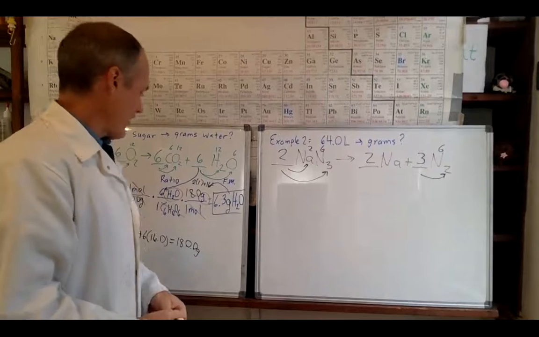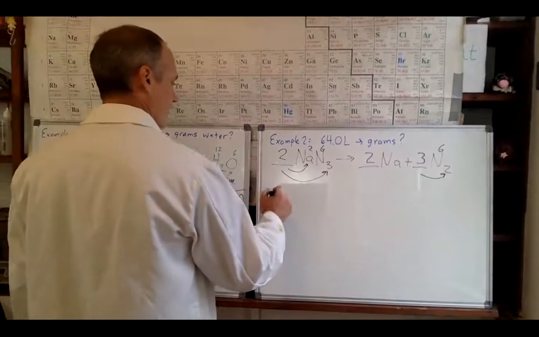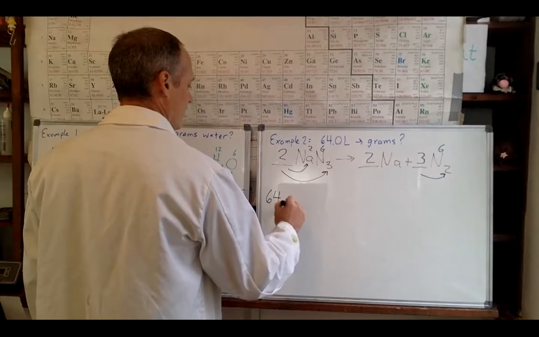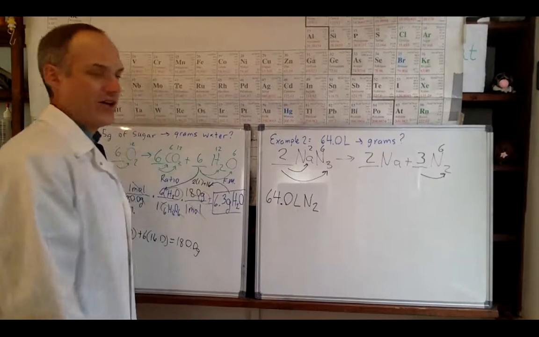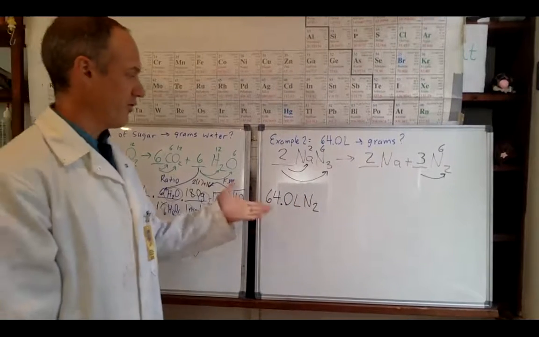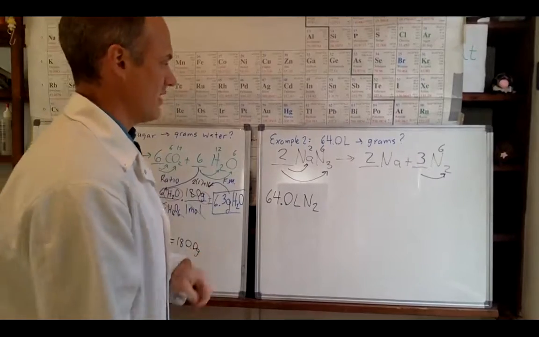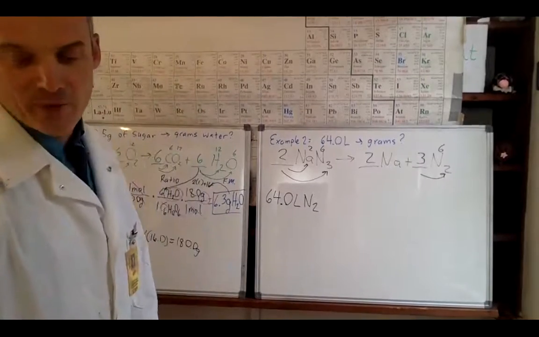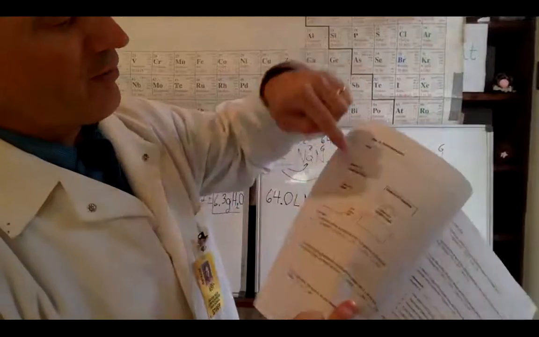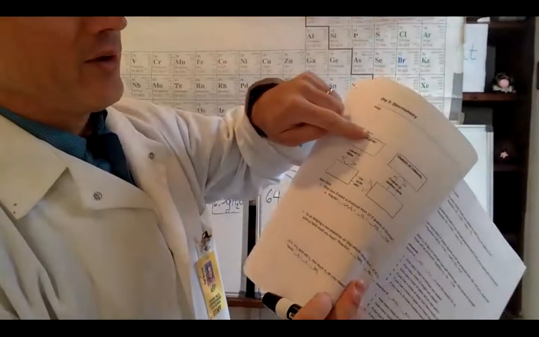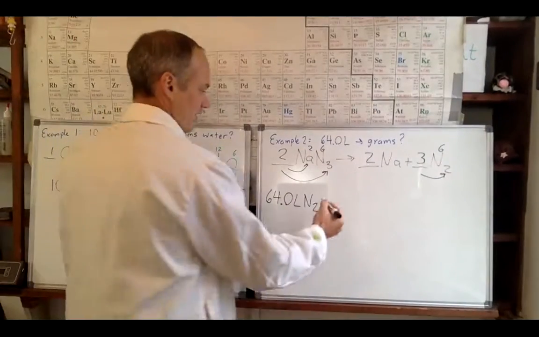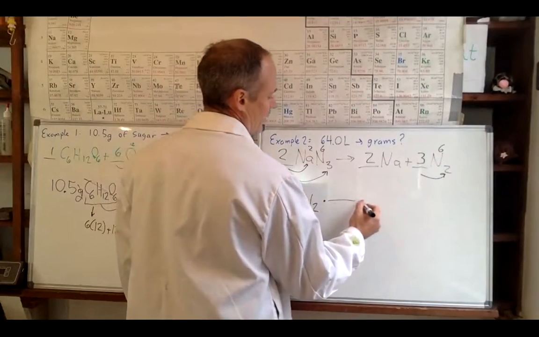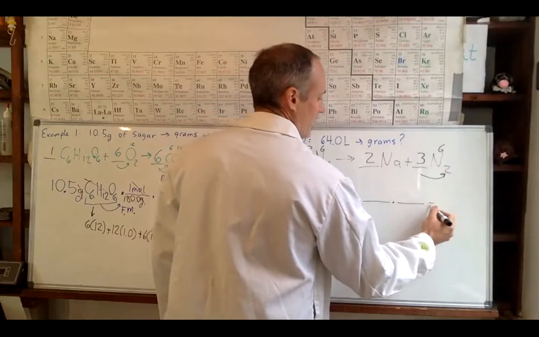So let's write down what we have first. We're starting off with, we know we need an airbag that is going to produce 64 liters of nitrogen gas. That's what fills your airbag, the nitrogen gas. Now, we're starting with liters this time for the quantity of given. We have to still go through all 3 steps because we need to get to grams of the unknown.